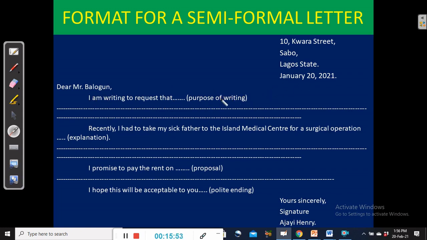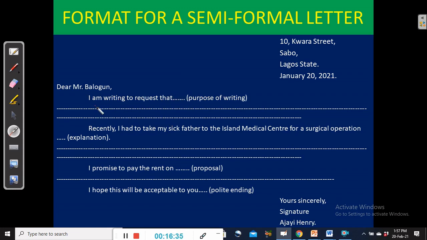The first thing you do with this kind of letter, we can capture the actual components with what I call an acronym, PEP, for instance. That is purpose, explanation, and proposal. All right. Then you can see you start by explaining why you are writing the letter. That should be in the first paragraph. The purpose of the writing. Why are you writing this letter?